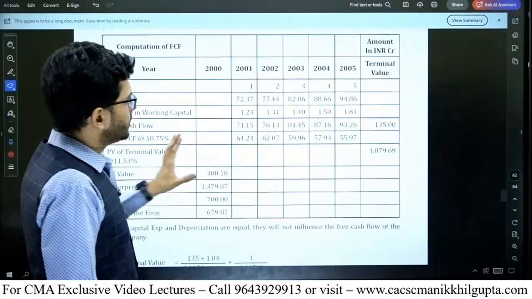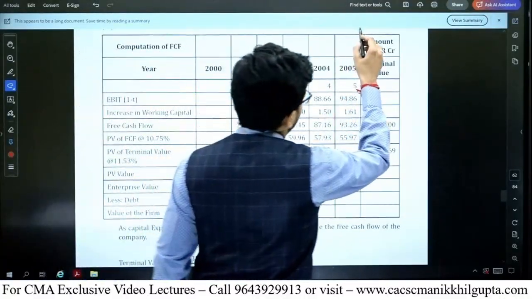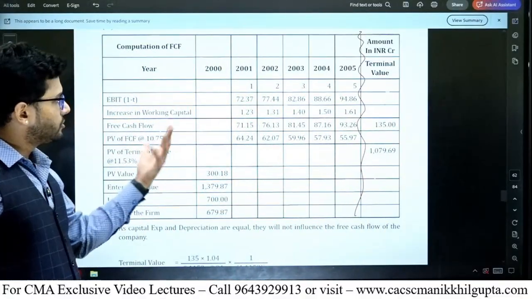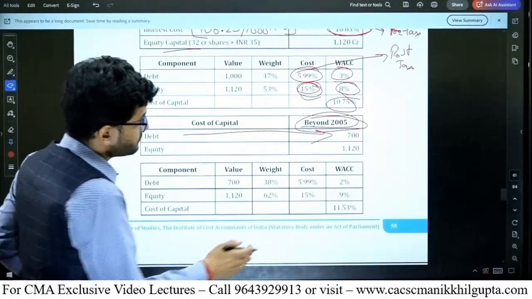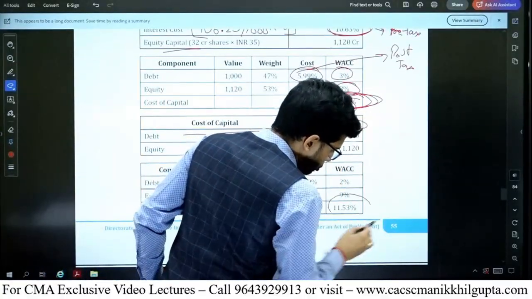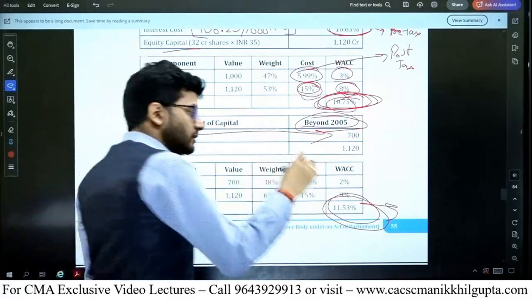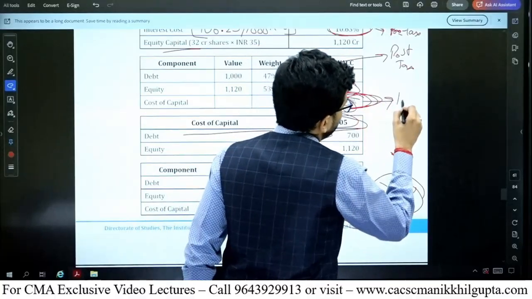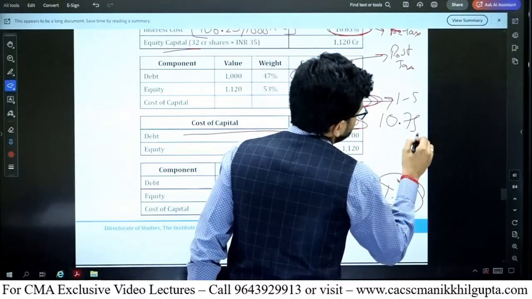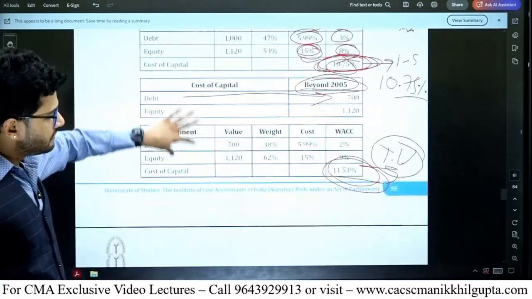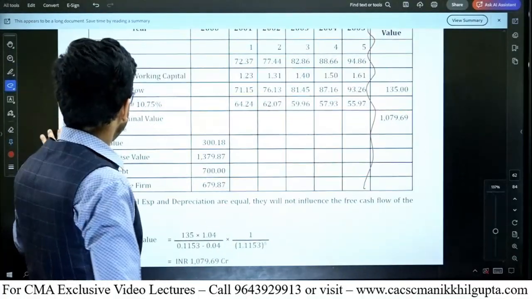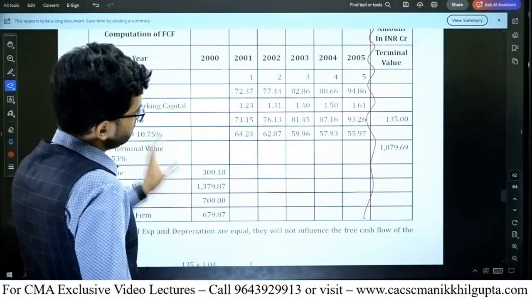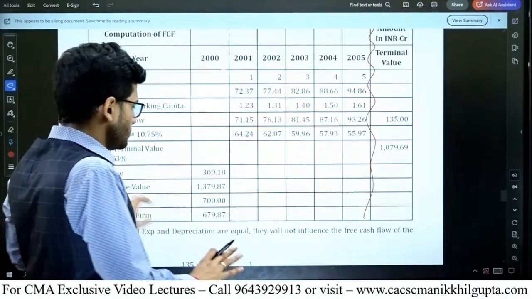Now we are going to calculate our computation in two parts: pre 2005 and post 2005, and the weighted average cost of capital is also different. Pre is 10.75, post is 11.53, which means while calculating the terminal value, we are going to use WACC as 11.53. While calculating the cash flows for periods 1 to 5, we are going to use the rate of 10.75. That's the difference. So this is the present value of free cash flow at 10.75. Terminal value is also calculated using this method, and this is a straightforward computation, guys. Nothing complicated in this particular calculation.